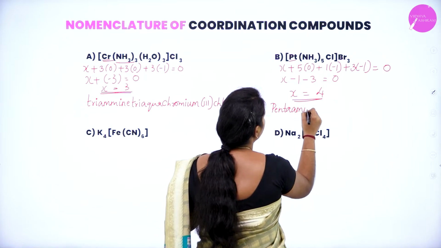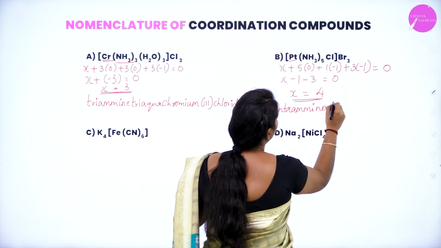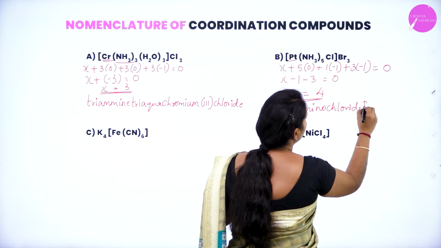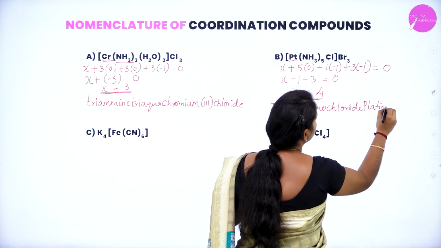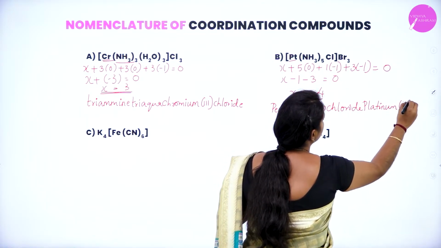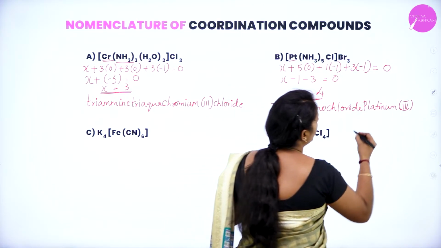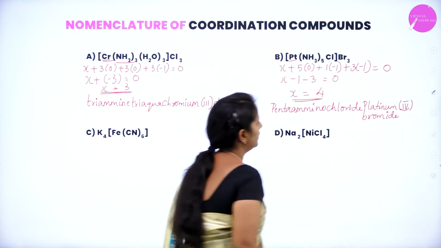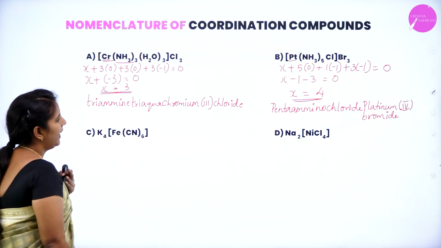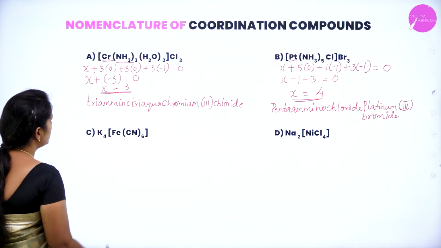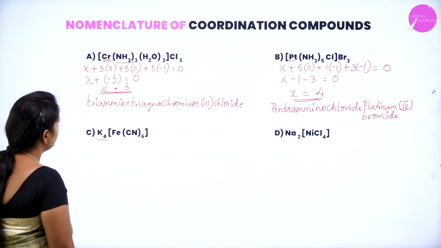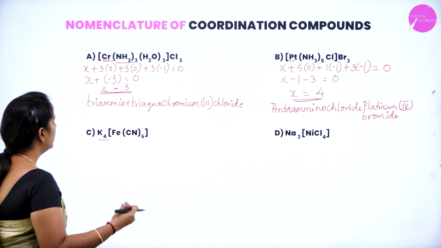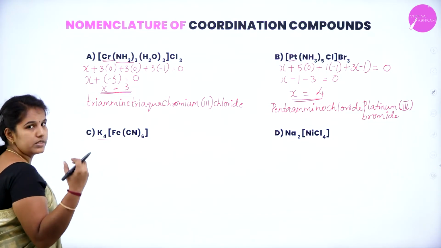pentamino chlorido platinum 4 bromide. Platinum 4 bromide. Okay. Next, we'll see this example now. Again, this is an example of a cationic complex. We have to start the naming of these complexes by taking the name of the central metal atom first.